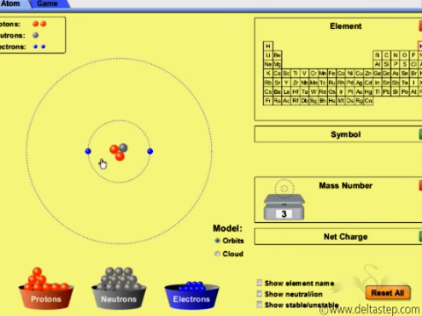Let's increase the number of protons and neutrons. So now we have 2 neutrons, 2 protons. So the mass number becomes 4. Let's increase 1 proton. So now we have 3 plus 2, 5. So the mass number of this atom is 5. So the mass number depends on the total number of protons and neutrons present in the atom. That are independent of the number of electrons present in the atom.